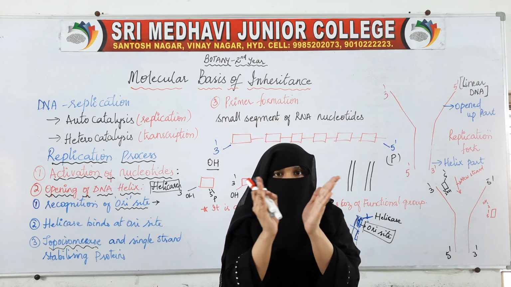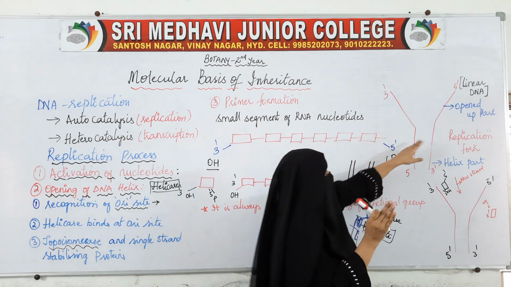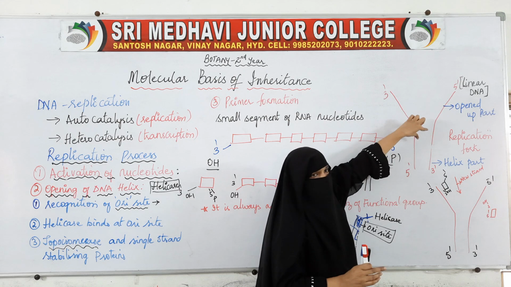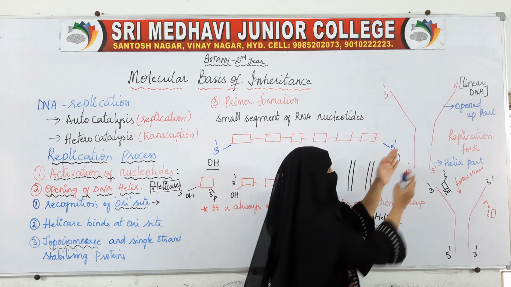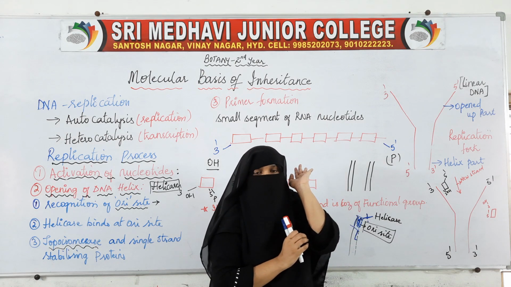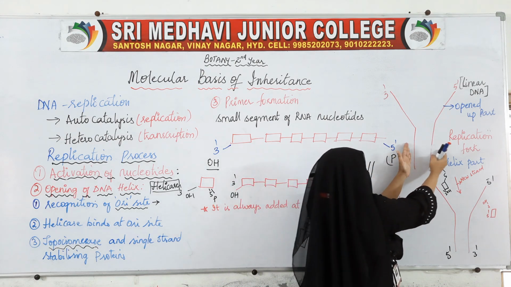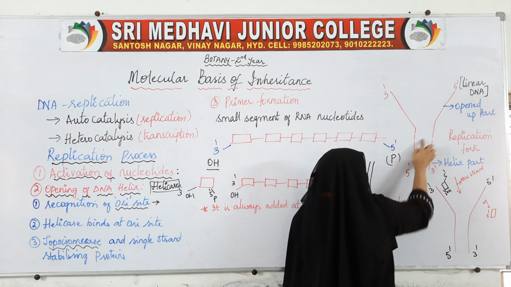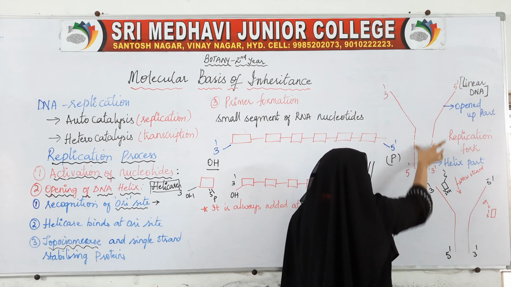Now DNA has opened up. So it looks like this. This was the coiled one, that is the strand of DNA. This strand has to open up. This is the strand of DNA. This strand has to open up. This is the helix part, you imagine. This is the helix part.